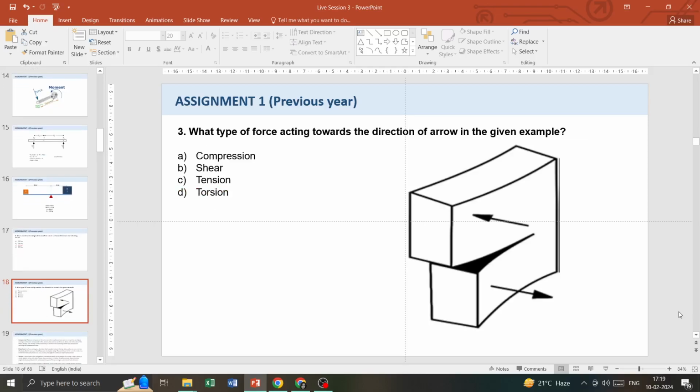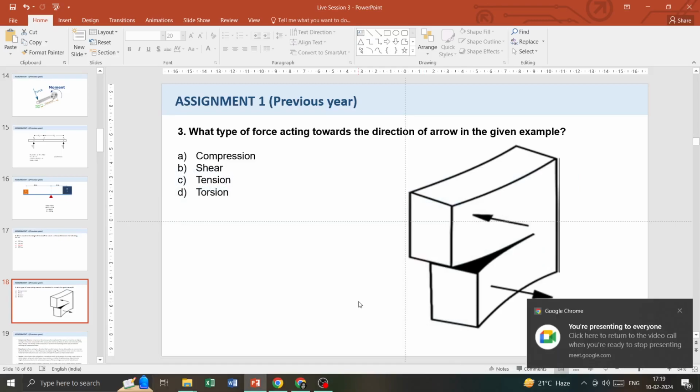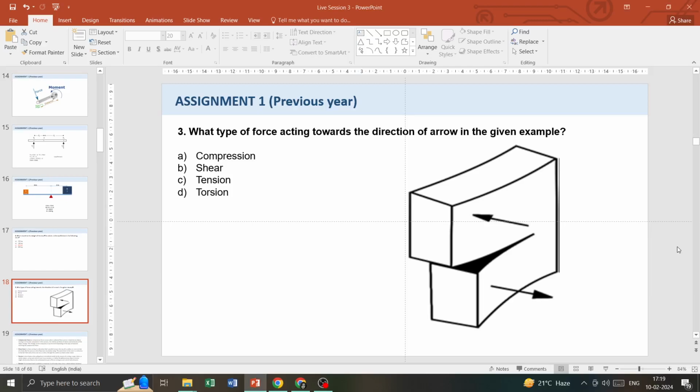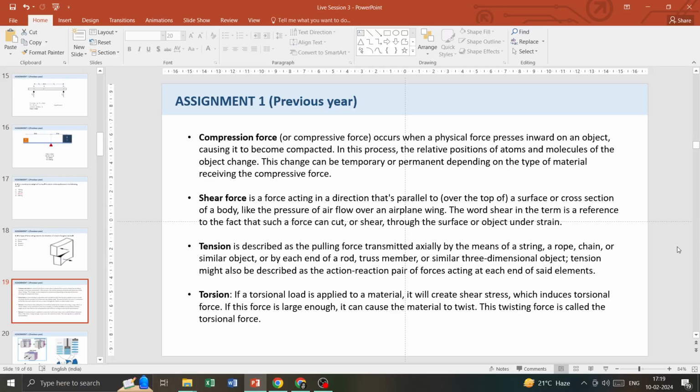Coming to question number 3, what type of force is acting towards the direction of arrow in the given example? Compression, shear, tension, or torsion? So one image has been given of a figure, and we are being asked what type of force is acting towards the direction of arrow in the given example: compression, shear, tension, or torsion. So I'll quickly explain all these four types of forces.